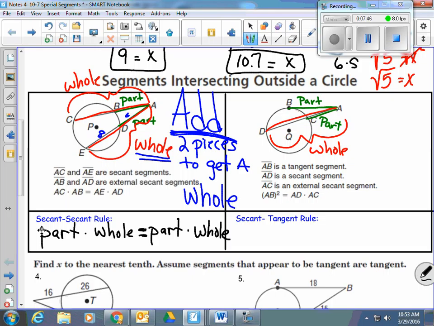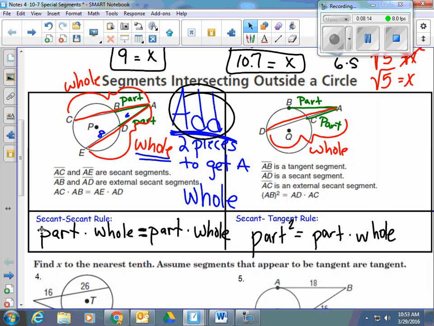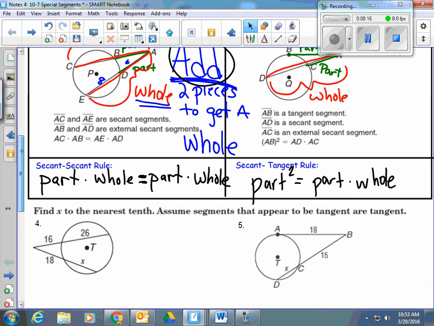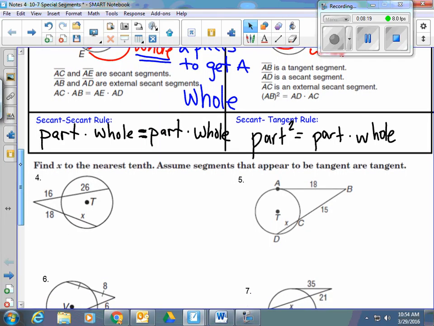But over here, I have one that doesn't have a whole, correct? So I can't do part times whole on this because I don't have a whole. So when you don't have a whole, in other words, when one of these lines is a tangent, you're just going to do part squared. And that's going to be equal to part times whole. What do you do to get the whole? Add. Okay, so let's look at number 4.